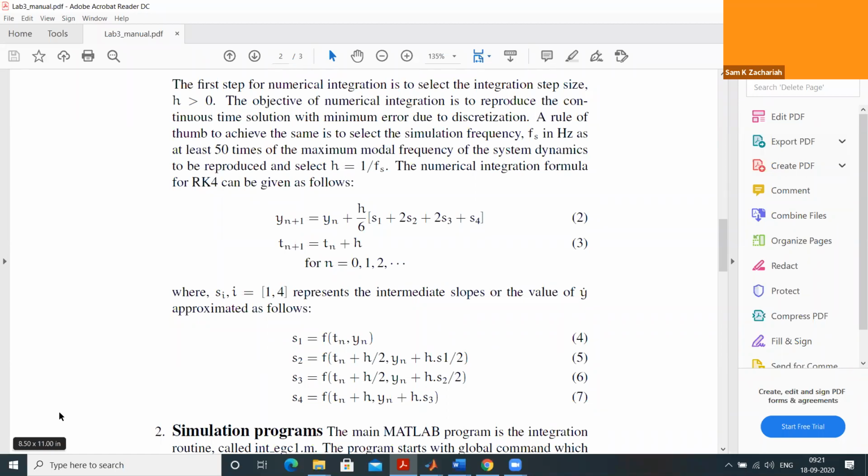So the designer, the simulation man, has to answer up to what resonant mode he is interested. Suppose I'm interested in resonant modes up to 25 hertz. Then the 25 hertz in the system also should be reproduced in the simulation. That means, as I told, 50 times of 25 we have to take as Fs. If it is 20 hertz, 20 into 50 is 1000, 1 kilohertz, so Fs will be 1 kilohertz, and hence the sampling interval will be 1 by 1 kilohertz, that is 1 millisecond. This is the rule of thumb.